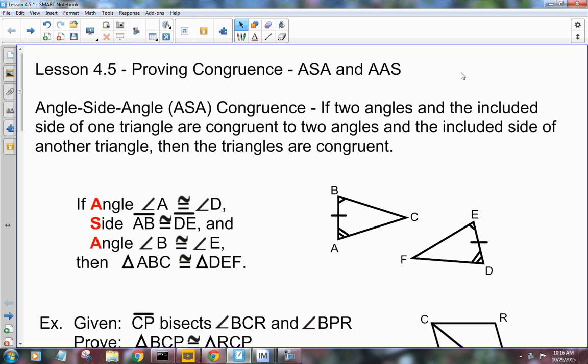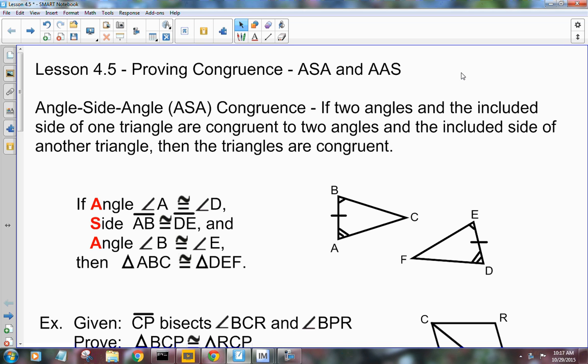Okay, so today we're talking about 2 additional ways, which would be the ASA and the AAS. Okay, and the ASA is the angle side angle. And it states that if 2 angles and the included side of one triangle are congruent to 2 angles and the included side of another triangle, then the triangles are congruent.